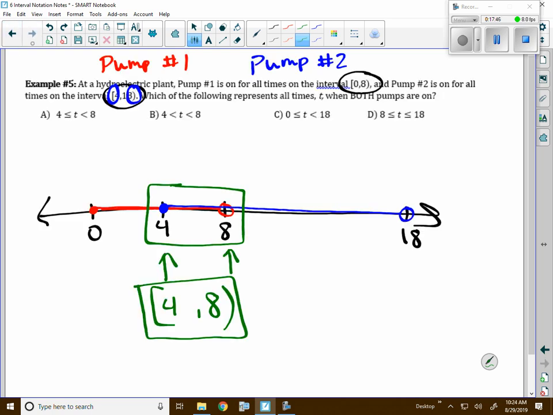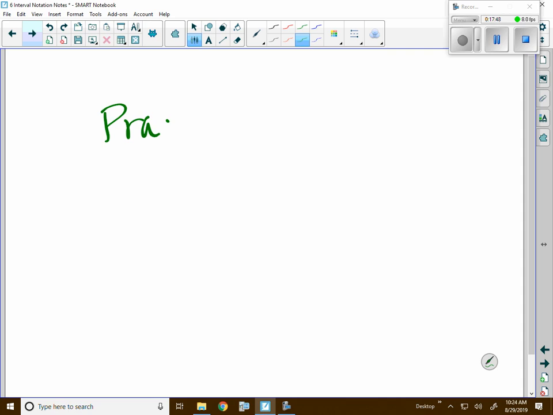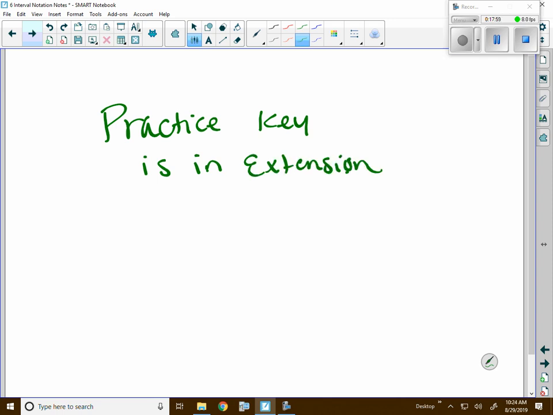All right, go ahead and work on the practice problems. Okay, the practice key is in the extension module, so you can check your answers for the practice.